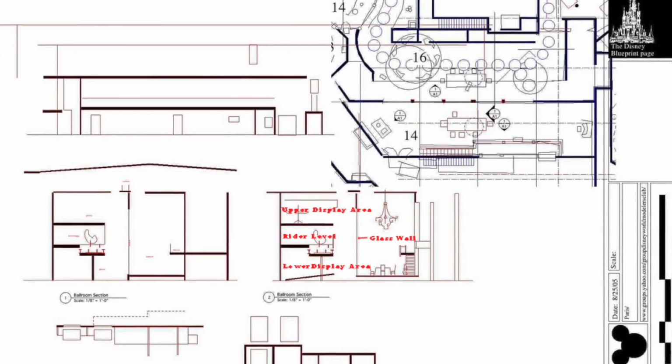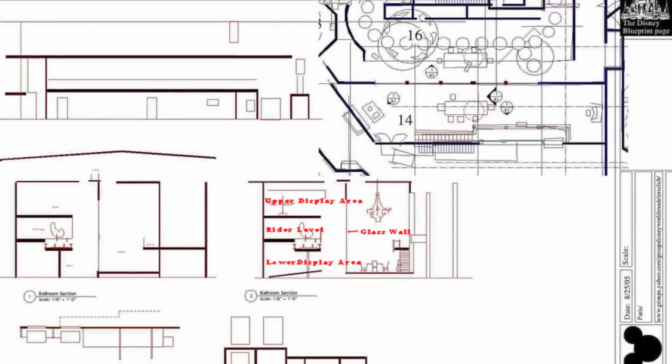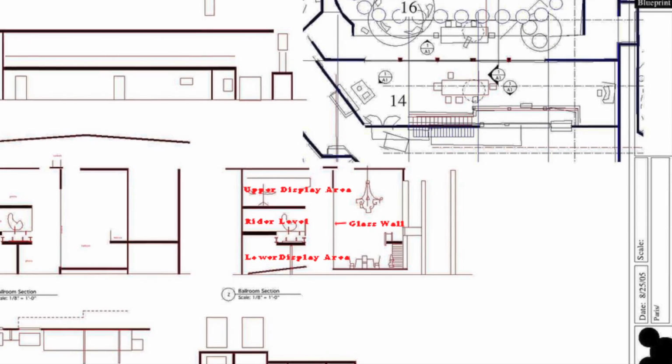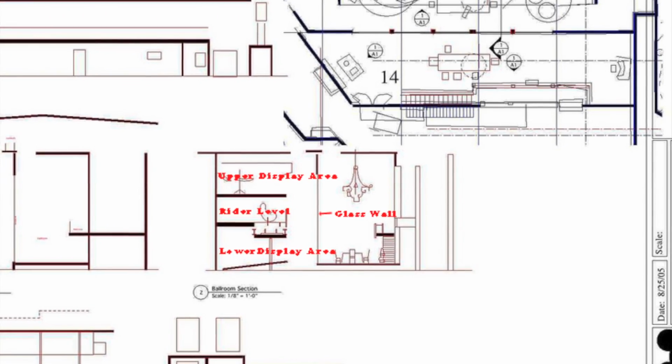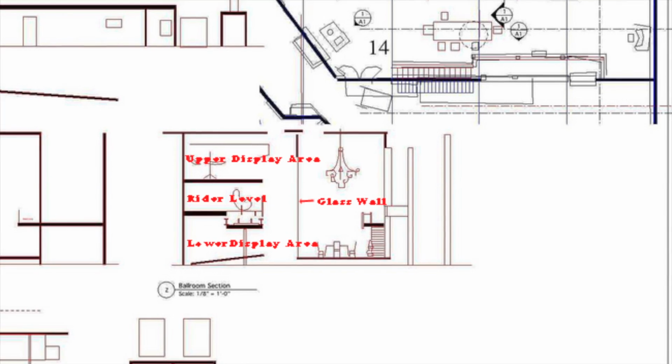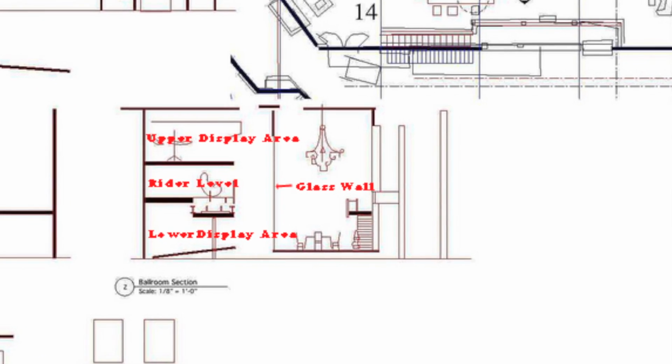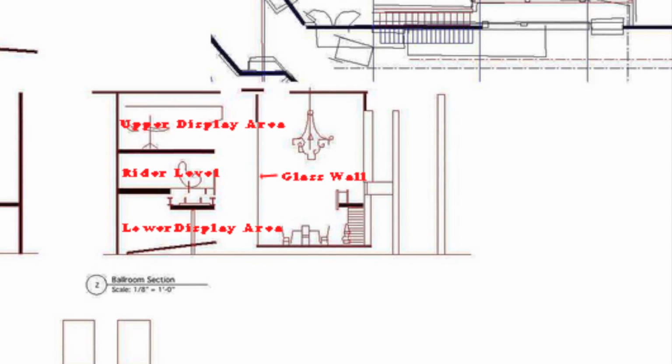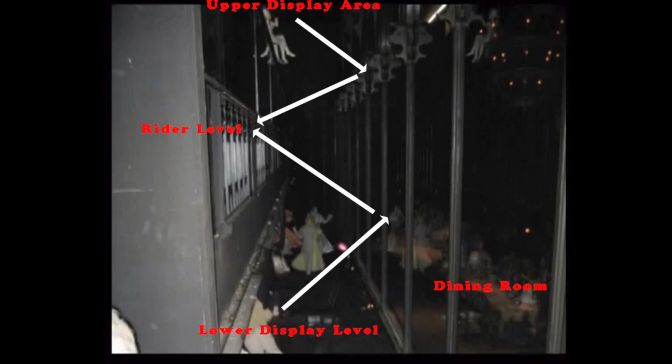When you look at the plans of the project, you can see how simple this was to create. You can see in this cross-section of the ride there are 3 levels on the left separated from the dining room on the right by a pane of glass. It is the use of this glass and the angles of the light waves that make the ghosts appear in the dining room.